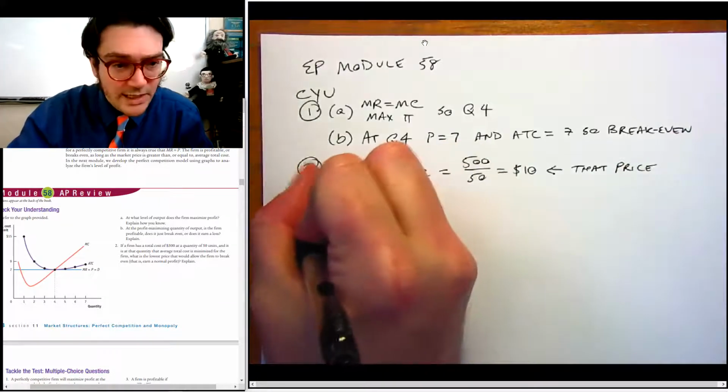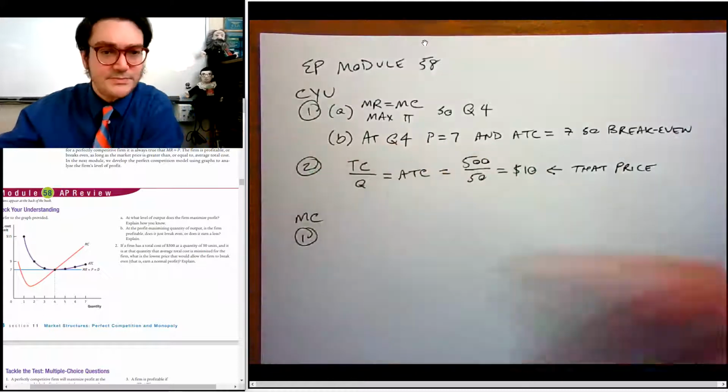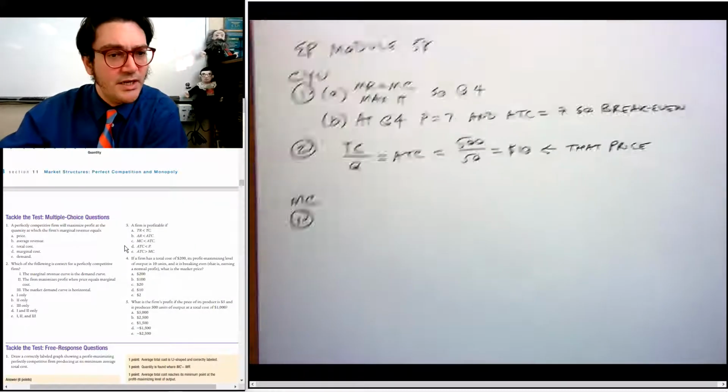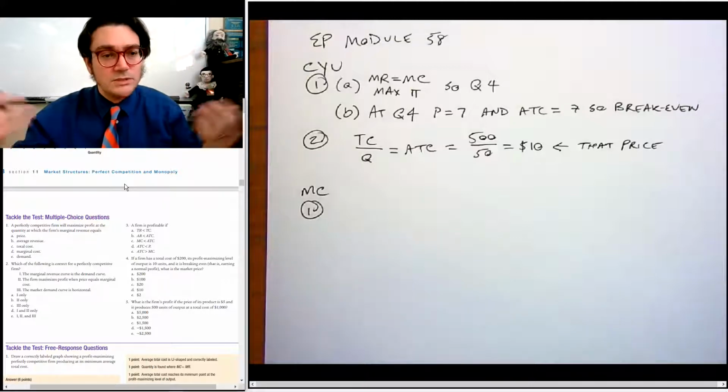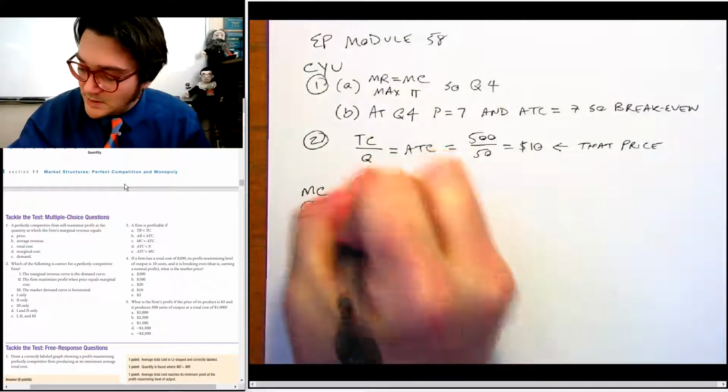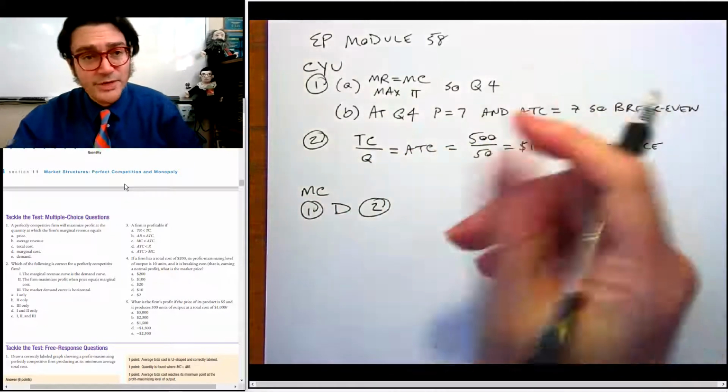Okay, let's take a look at multiple choice. Number 1. Scroll down a little bit here. A perfectly competitive firm will maximize profit at the quantity at which MR equals MC. Hopefully we can get that one. It's the most important rule in all of microeconomics.